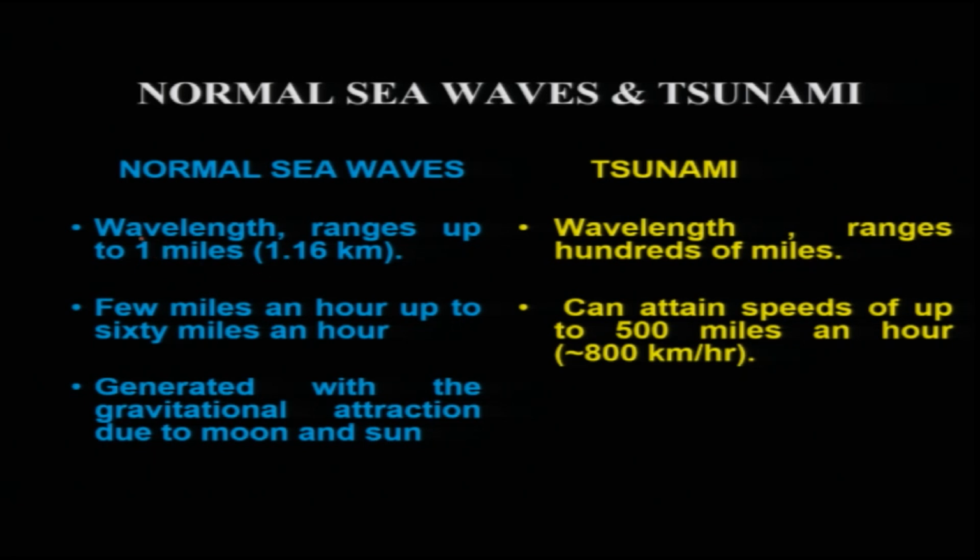They have a wavelength ranging to 1.1 kilometers, whereas in this case the wavelength may be up to 100 miles or more. Also, the speed at which it travels is almost like a jet, around 800 kilometers per hour, whereas normal waves have only a few miles an hour or so. And these are generated because of the earthquake. So, these are the major differences between the normal sea waves or tidal waves and the tsunami waves.